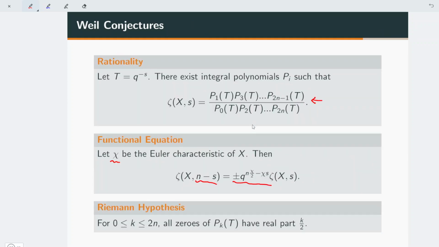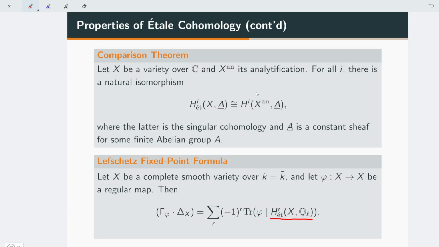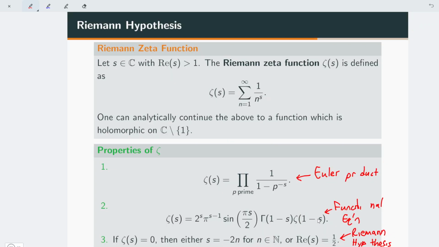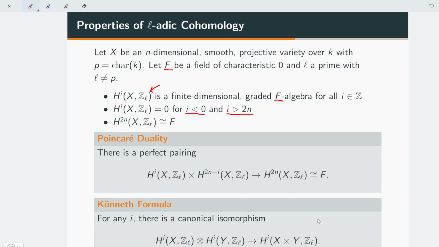So I'll just say a little bit about how they did that. For the rationality one, they applied the Lefschetz formula that we looked at up here to the Frobenius automorphism, or the Frobenius map. It's a p-th power map if p is the characteristic of the field. So it's sort of an ingenious idea, and they were able to take the trace of it on the cohomology, and get the number of fixed points, and this gave them a rational expression for the zeta function of X. For the functional equation, I think they used Poincare duality mainly to prove that, so that's this perfect pairing between l-adic cohomology.